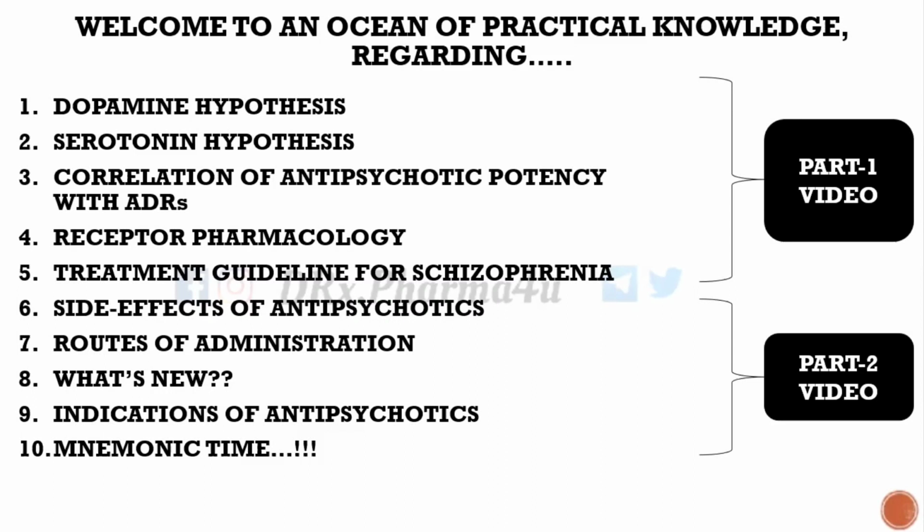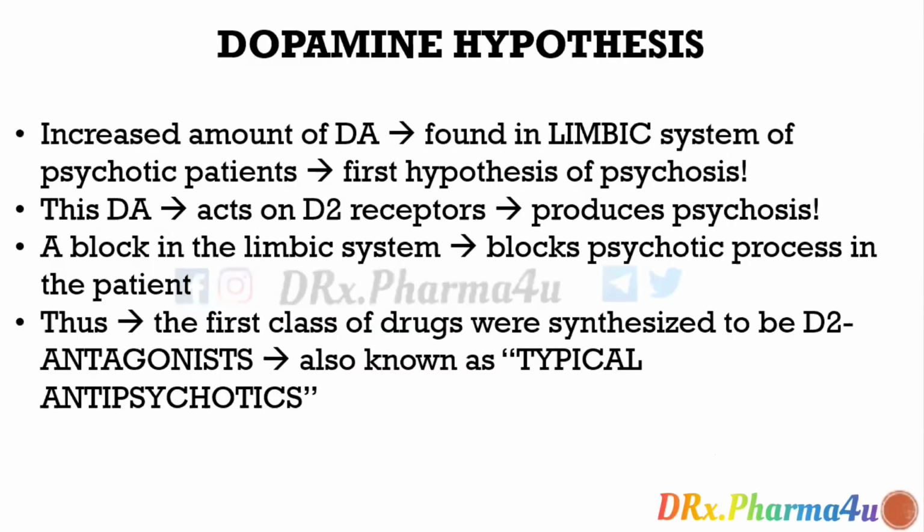Then we had the receptor pharmacology. That means there are different receptors. There are different serotonin receptors, there are noradrenaline receptors, some receptors I had mentioned. So what will happen if that receptor is activated or if that receptor is blocked? And then a small flowchart regarding the treatment guideline for schizophrenia. So these were the things that we discussed.